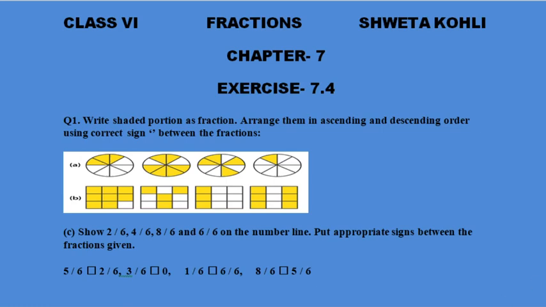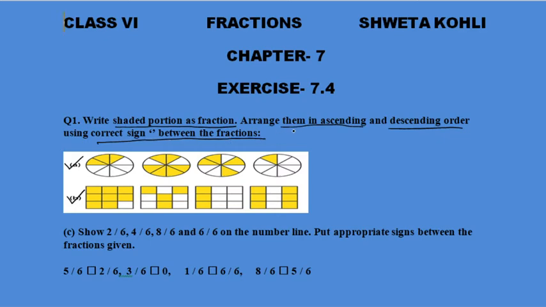Students, today we are going to do exercise 7.4 and question number 1 of exercise 7.4 is write shaded portion. You have to write the shaded portion as a fraction. These two parts are given to you. You have to write down the shaded portion as a fraction, arrange them in ascending and descending order, and then use the correct sign between the fractions.